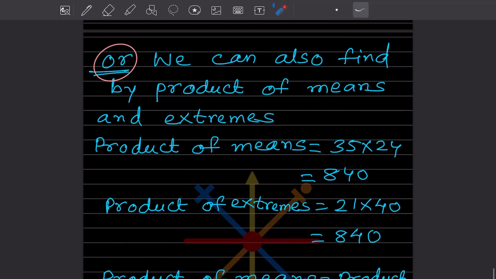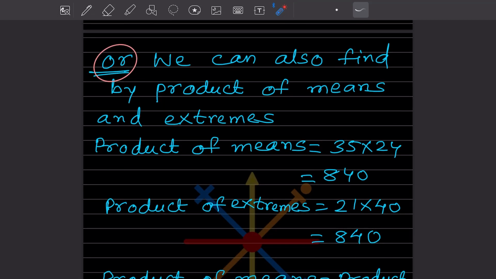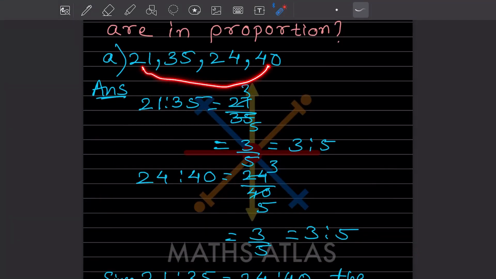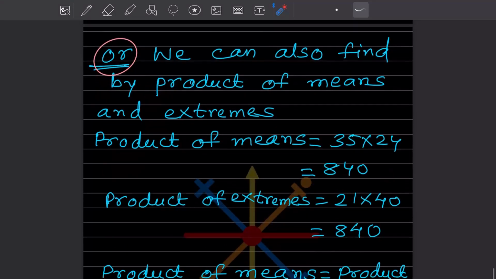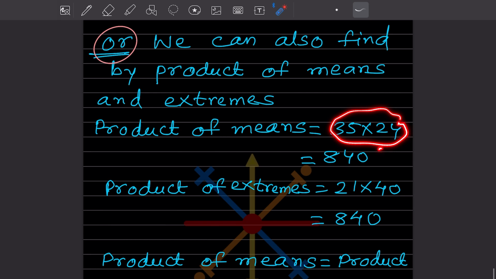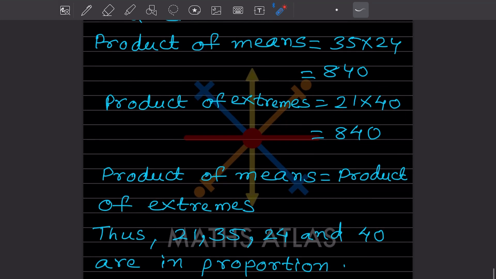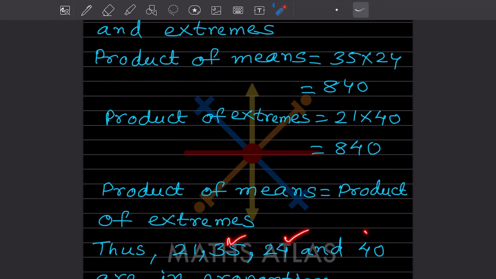So now we can also do the other method for this one. That was one method. The other method we have seen, we can take the same example. That is the product of means and product of extremes. So we know which are the extremes over here, 21 and 40, and the means are 35 and 24. Can you see your means are 35 and 24? So you multiply this, you get 840. And the extremes are 21 and 40, so you get 840, which means both are the same. So what you can say is, product of means is equal to product of extremes. So we can say these numbers 21, 35, 24 and 40 are in proportion. You can do it any way, okay?